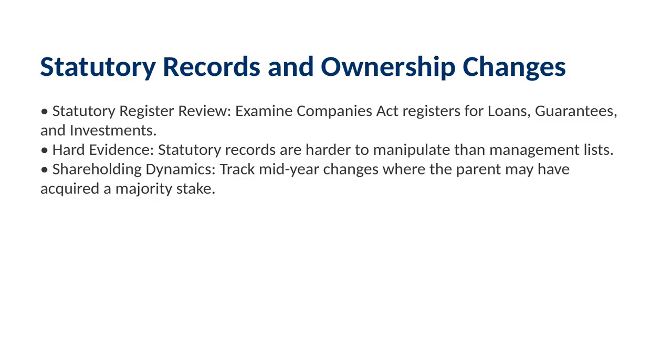Finally, track any changes in shareholding that happened during the year. If the parent bought a majority stake in a new company halfway through the year, that entity must be brought into the group boundary. By following these steps, you move from relying on management's word to relying on verifiable evidence, ensuring that no Project Oxygen or Element Alpha slips through the cracks.